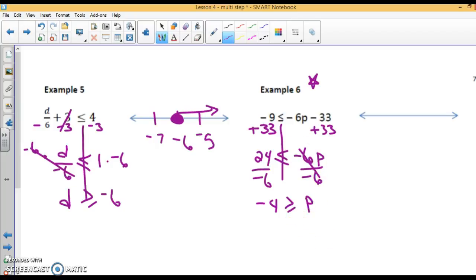However, in order to graph, you need to transpose this. So switch the whole thing around, pointy side towards the p, pointy side towards the p. So p is less than or equal to negative 4. Here's negative 4. Solid circle, shaded left.